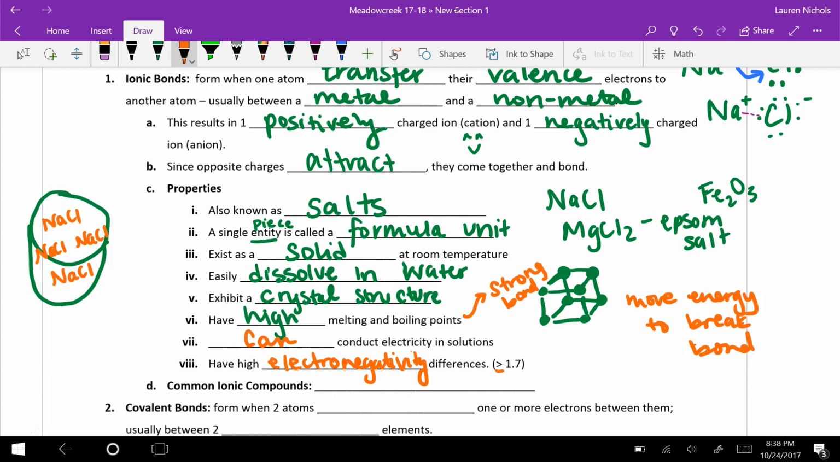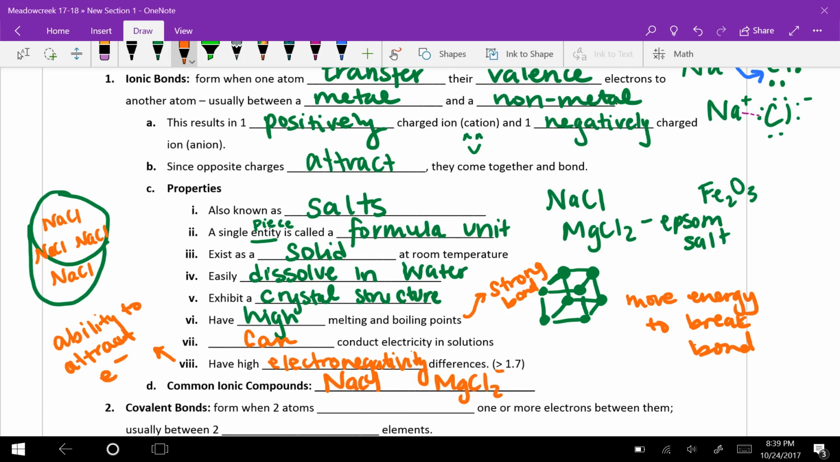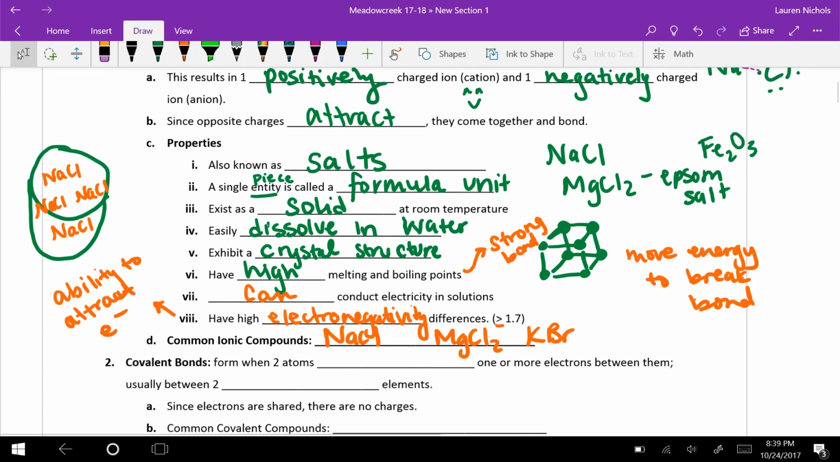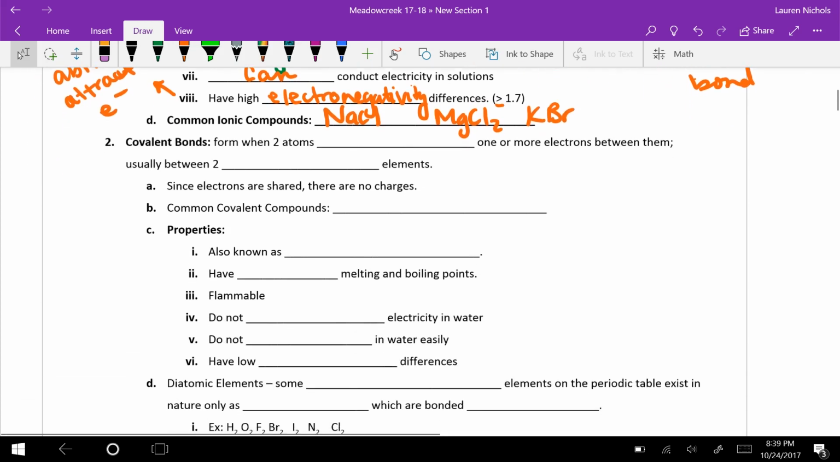But remember, electronegativity is the ability to attract electrons. So, some common ionic compounds are NaCl, magnesium chloride. KBr is used for dogs to help prevent epilepsy or seizures. There's all kinds of ionic compounds.